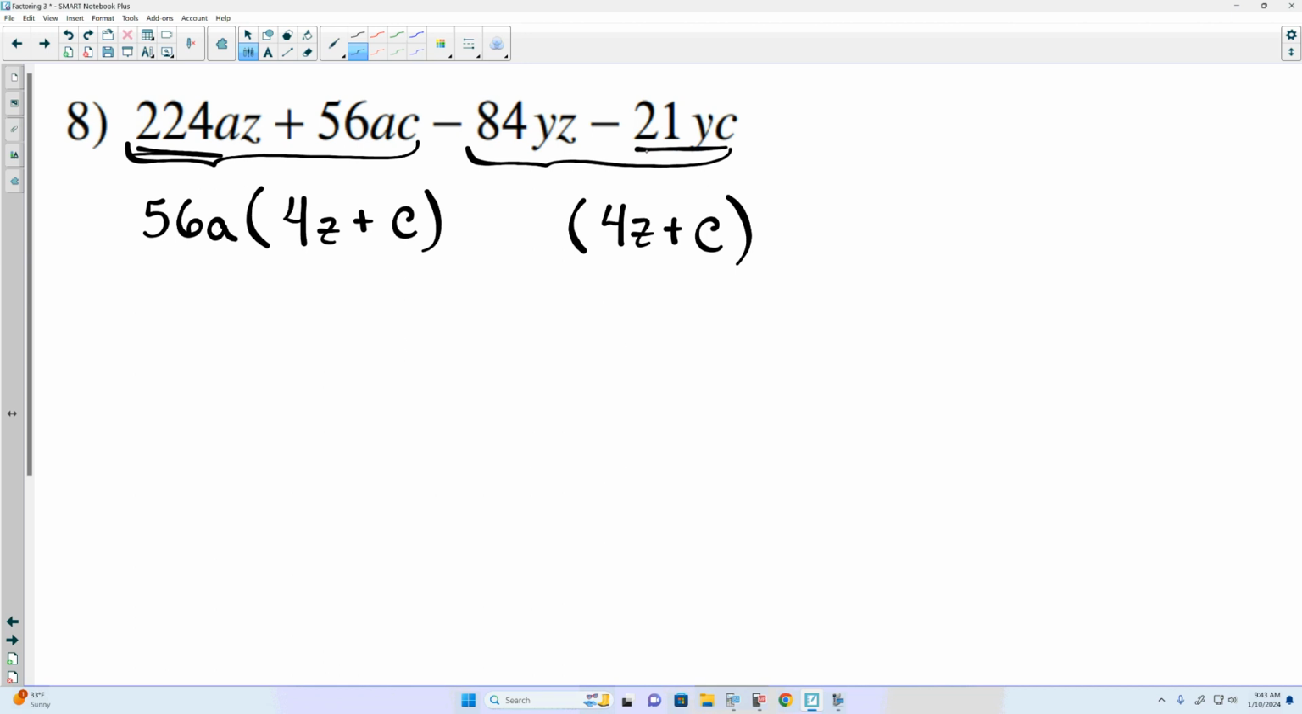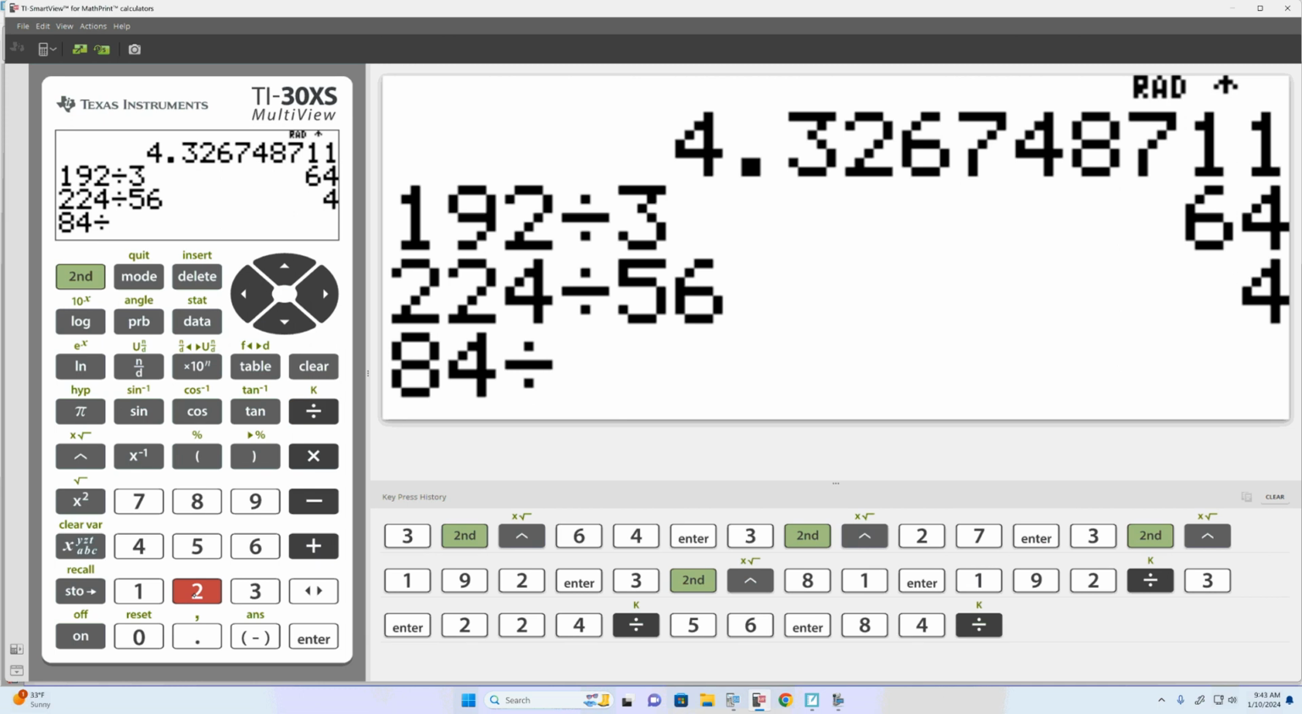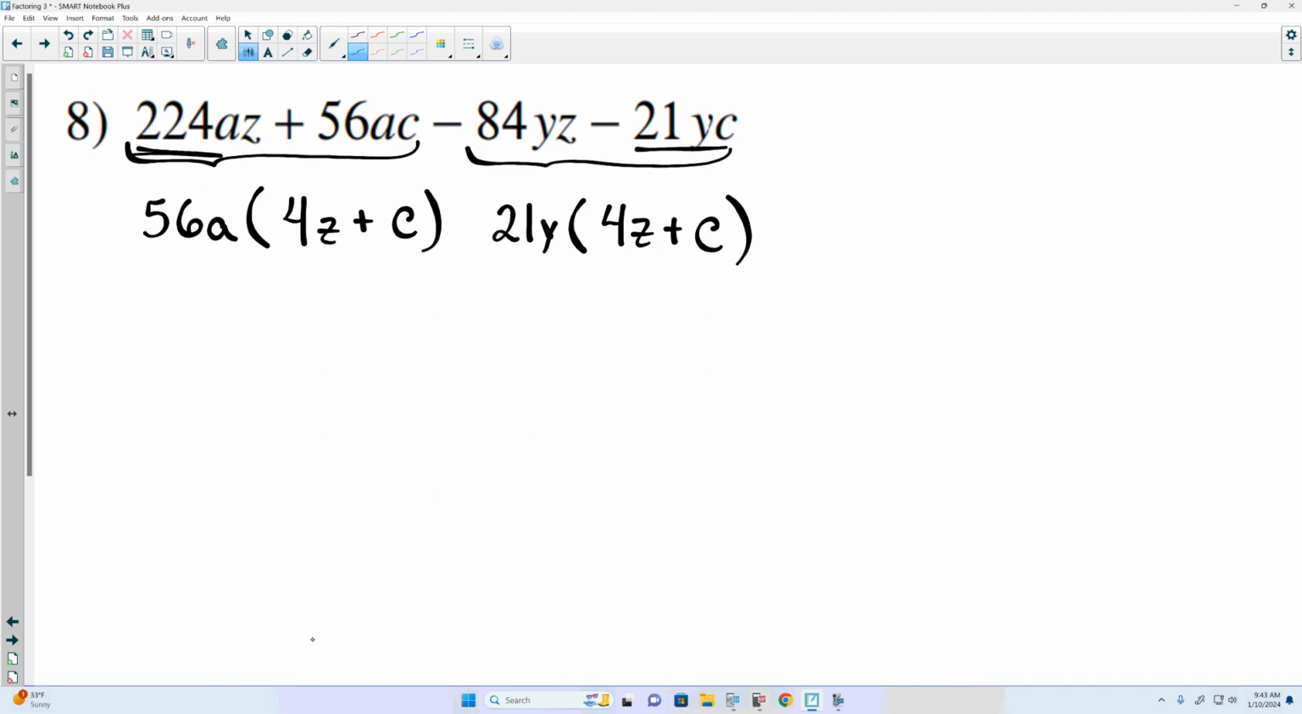Well, this here is what? Negative 21yc, yes? So we would take the 21 out. And y. Both of them do have y. And we can look at 84. 84 divided by 21 is 4. So we do have that there, yes? Now, we've said negative a few times, and that's because the 84yz and the negative 21yc both are negative. So to make them both positive, we have to take that negative out.